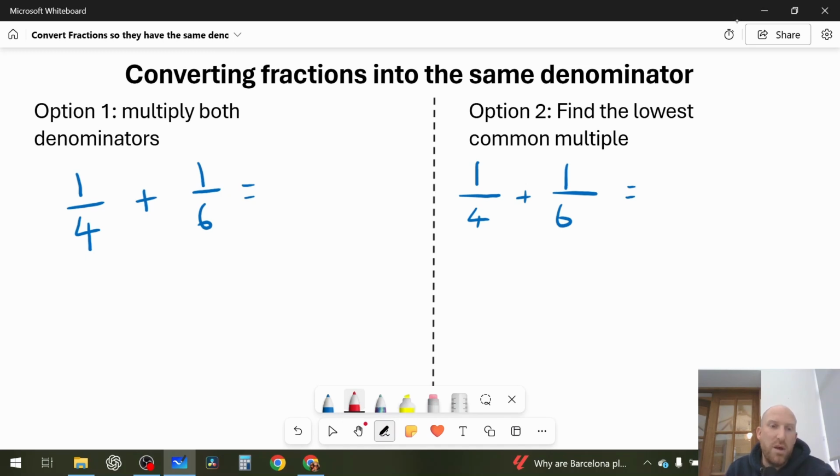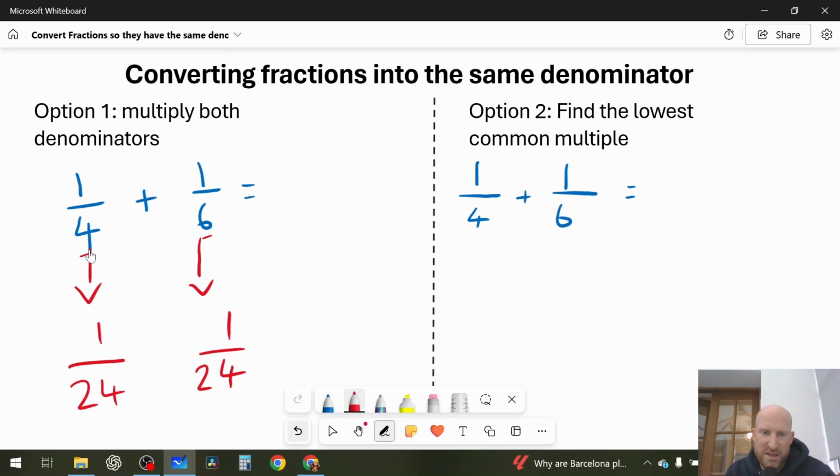Now the easiest way to change two fractions that have different denominators is simply to multiply the two denominators together. Okay, and then you will find a common multiple. So 4 times 6 is 24. Now if I just go ahead and put the numerators as 1 and 1, then that's going to be wrong. That's a common mistake.